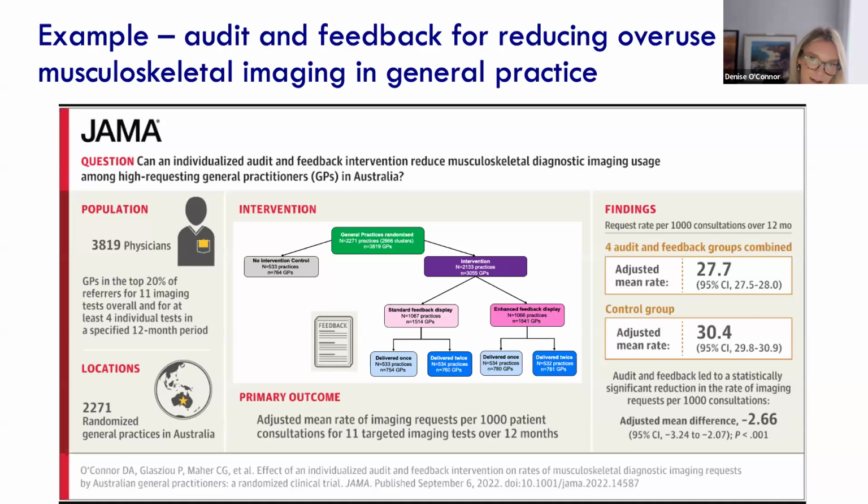So we developed that intervention, co-designed it, used theory to optimize it, and then we evaluated it again in a randomized trial, and we found that it led to an 11% reduction in imaging requests over a 6-month period nationwide, and led to about 47,000 fewer imaging tests compared to folk who didn't receive the intervention.